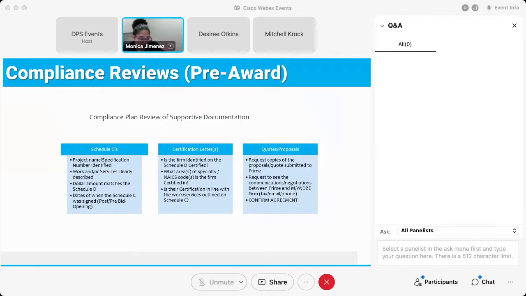Again, if you're certified with the City of Chicago as well as Cook County, that letter can be pulled from the system. So it's always available to you, as well as quotes and proposals. So once the compliance officer is reviewing a compliance plan and they determine we're going to move forward with this, based on the information on the Schedule Cs, they're going to ask the prime contractor to submit a copy of the proposal that the MBE/WBE submitted to them as part of the project.